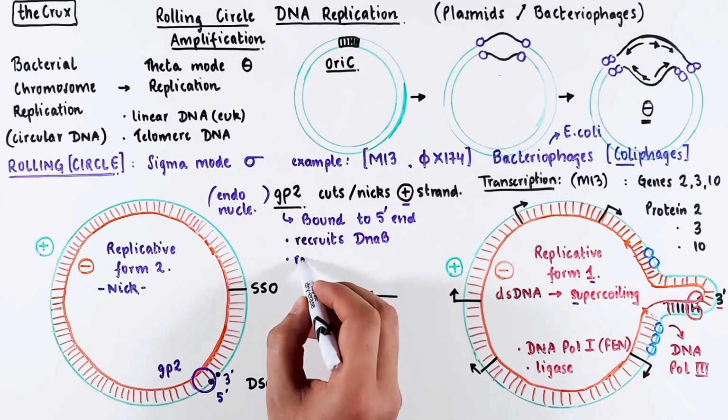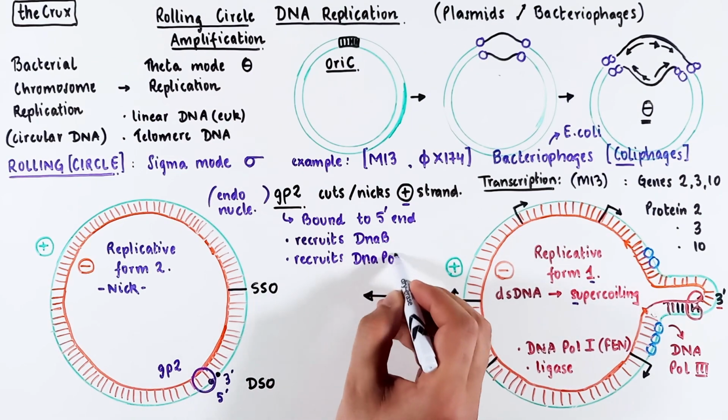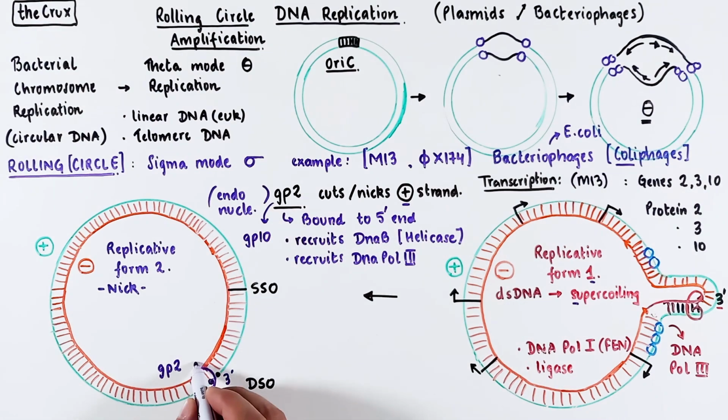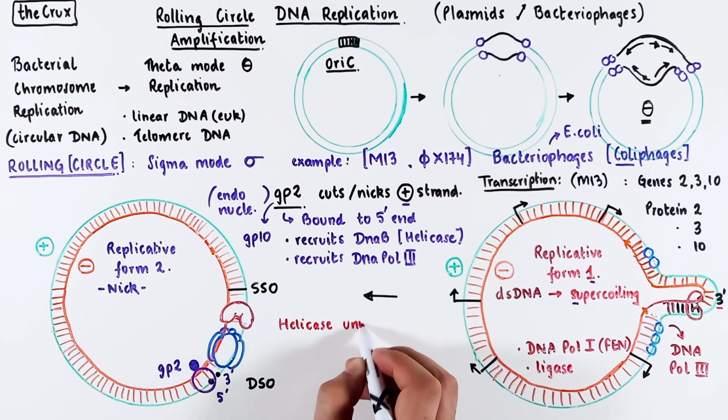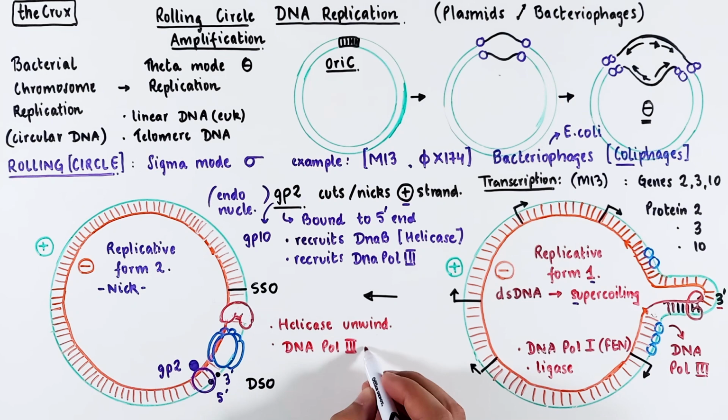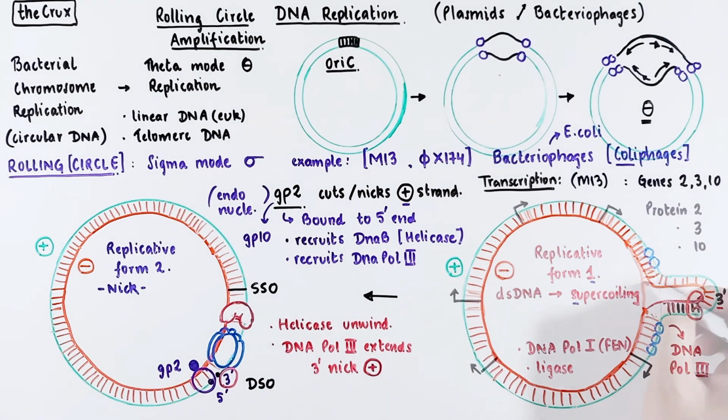It will recruit helicase and DNA polymerase III at this nick site, along with the help of GP10 protein. So here's a representation which eventually leads to the helicase moving along and unwinding the DNA, while the DNA polymerase uses the 3' end, which is free, on the nicked plus strand to make new DNA.